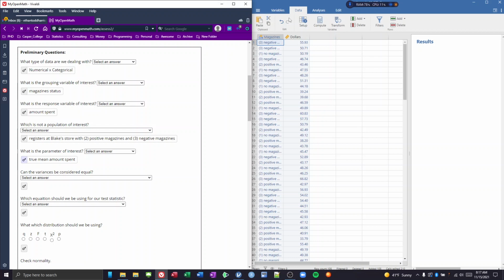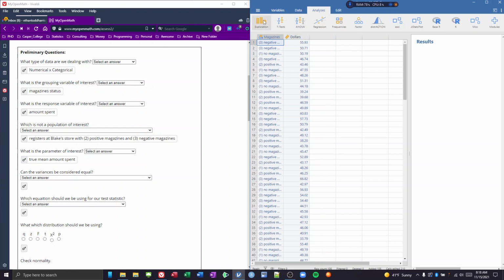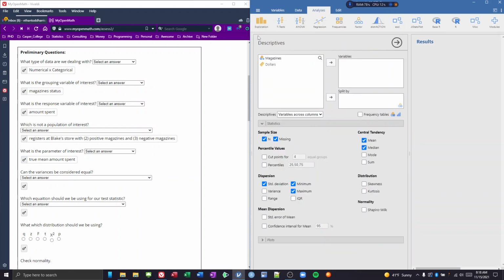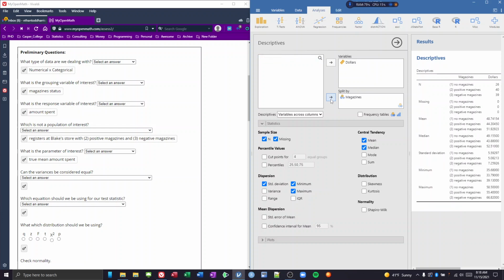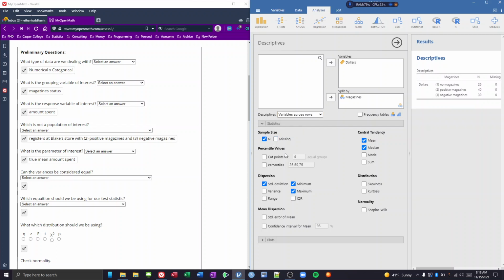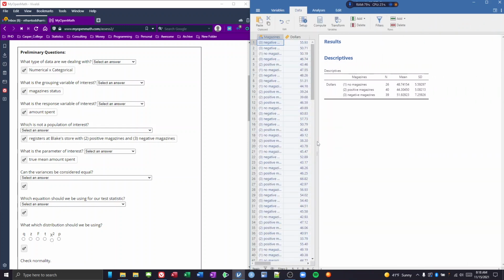Let's go ahead and dive into our analyses. Let's go to our analyses and do just a basic data exploration, and we're going to grab descriptives. We're going to make our variable of interest be our dollars, and we're going to split by our grouping variable, which is going to be our magazines. Instead of doing across columns, I'm going to do across rows. I'm going to get rid of a bunch of these statistics just so that I can have some of the basics. Let's take a look at what we have.